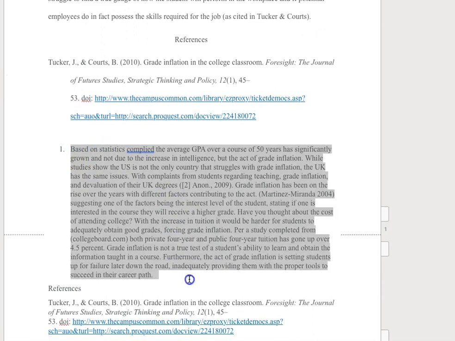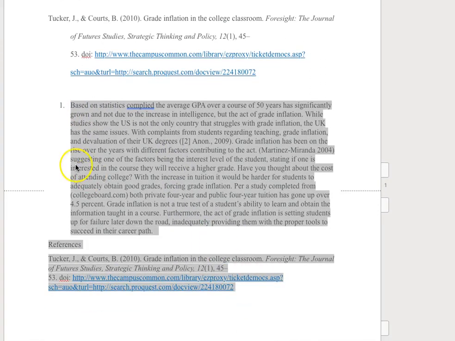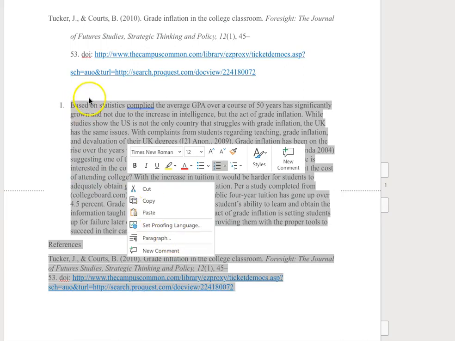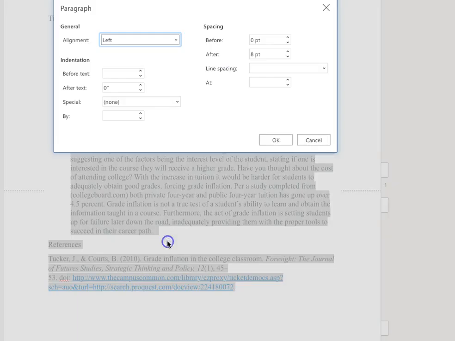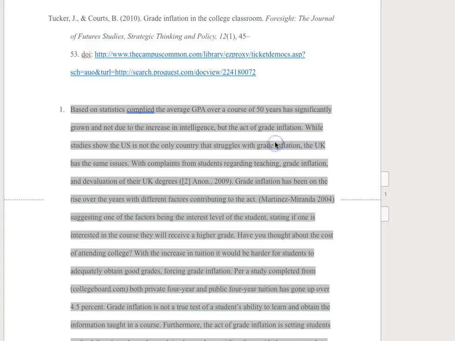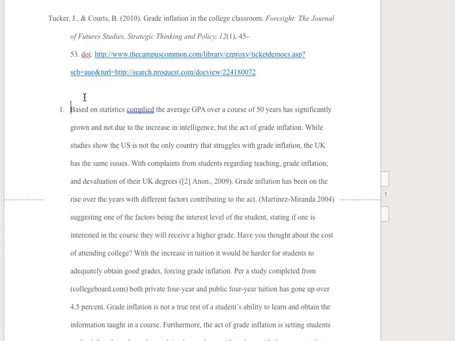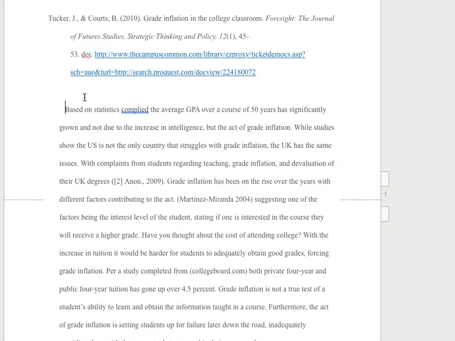Based on statistics. I'll make sure this too. Let's right click. Yes, it is that. I'm going to go to paragraph. I'm going to make it double spaced. Okay. I'm not sure. Let's get that. 1, 2, 3, 4, 5.